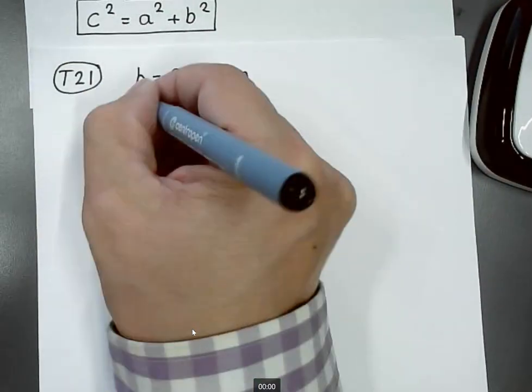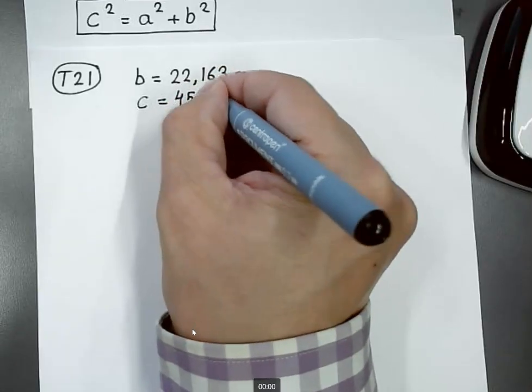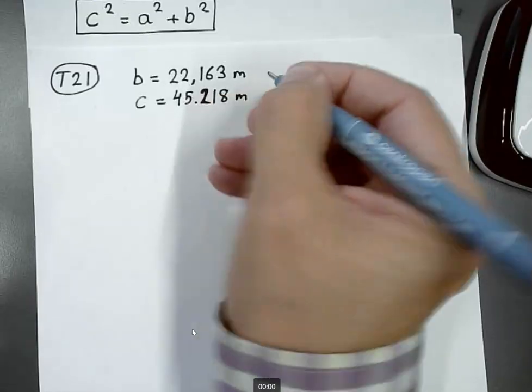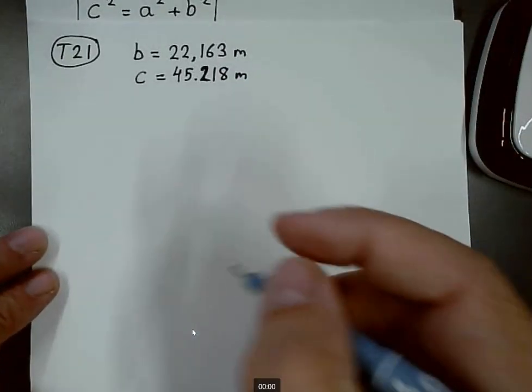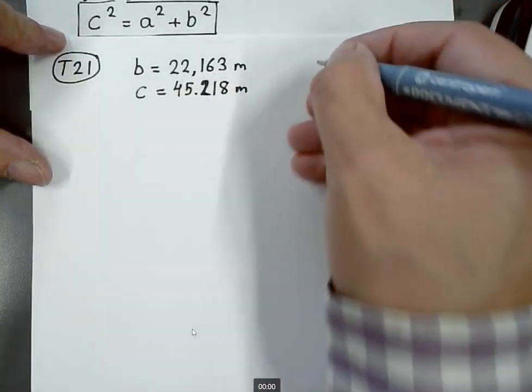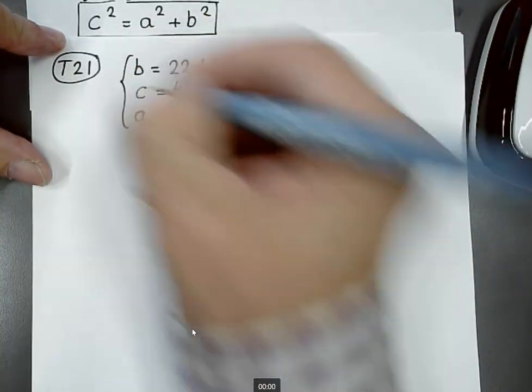And C equals 45.218 meters. And A needed to be calculated.